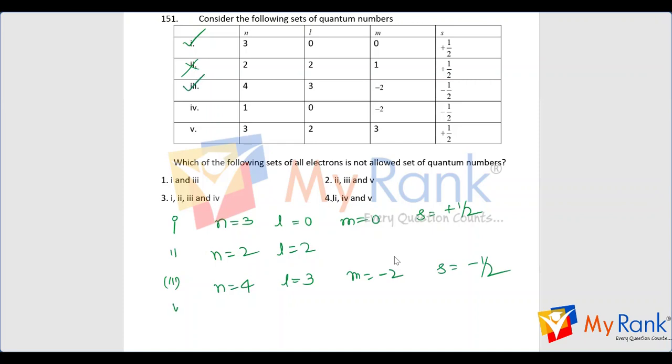And when you see the fourth one, N is equal to 1 is given, L is equal to 0. Yes, it is possible. If N is equal to 1, L is equal to 0. But M is given as -2, so this one will not exist. Therefore, the fourth one is not possible. And the fifth one, N is equal to 3 is given, L equal to 2 is given, which is possible. M is equal to 3 is given. The M value cannot be more than the L value, so this one again is not possible.